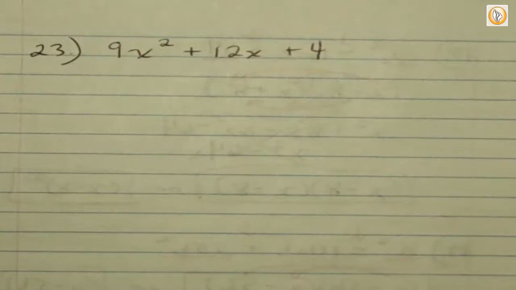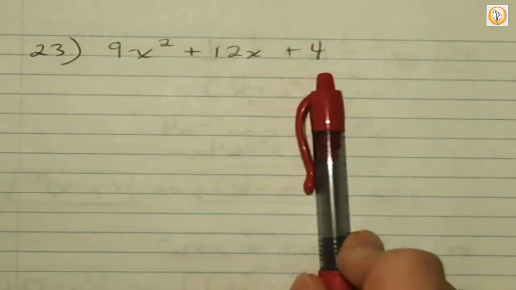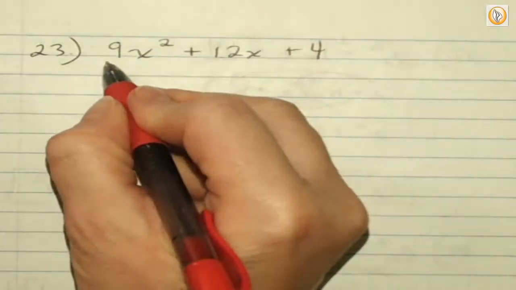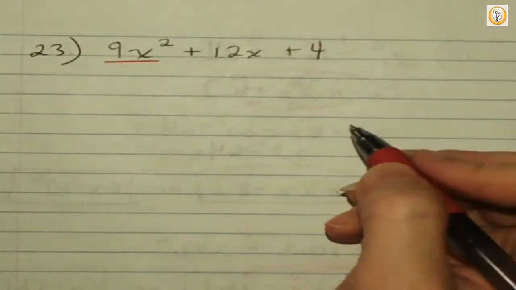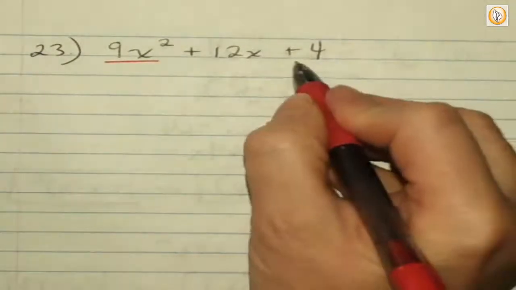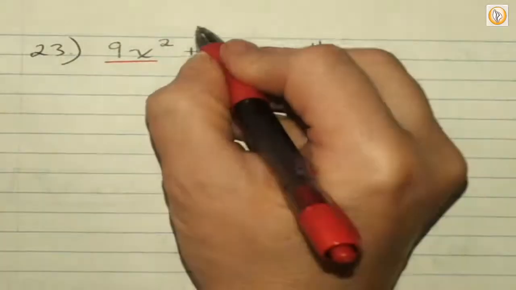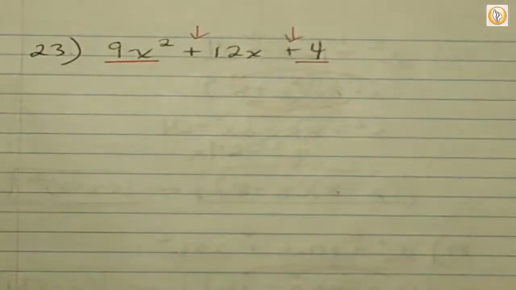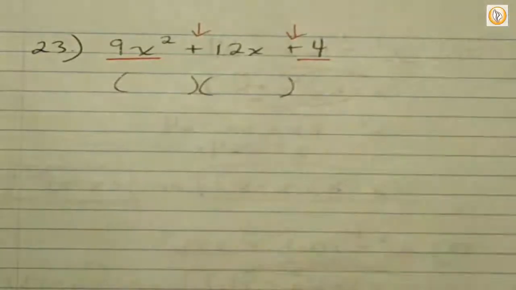Let's see, can I take anything out? Do you see that? You can't take anything out. Is the 9 x squared a perfect square? Yeah, very good. Is 4 a perfect square? Yes, perfect square. And notice I have two plus signs.